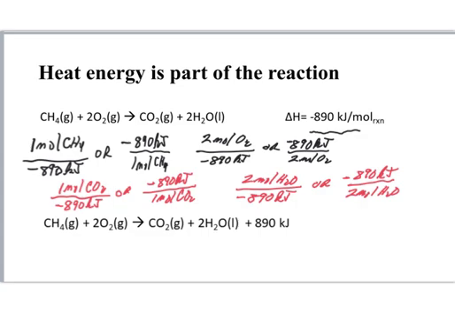So what I can do is I could actually incorporate the heat as part of the reaction. So this reaction is exothermic. Heat is being generated. It's negative. It's being released from the system. So I would include heat as a product of this reaction, put it on the product side. And when I do that, this is called a thermochemical equation.